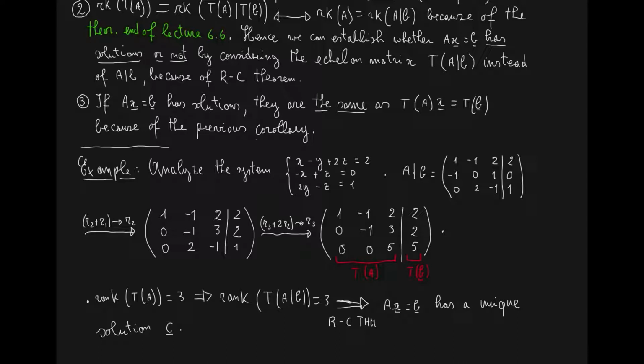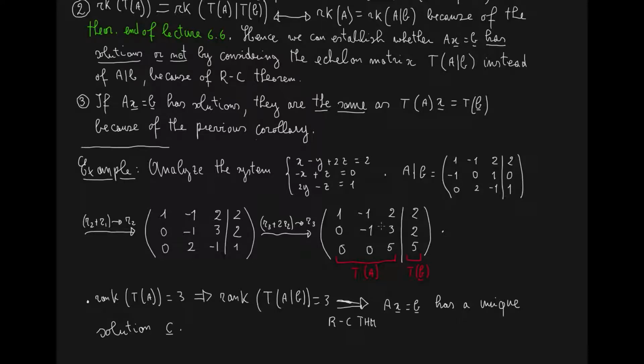Therefore, we have that the initial system of linear equations has a unique solution by the RC theorem. Why unique? Because the dimension of the solution space is given by the number of unknowns minus the rank of the matrix T of A. So in this case, the rank of the matrix T of A is 3, the number of unknowns is 3, so 3 minus 3 is 0, therefore the dimension of the solution space is 0, so the solution is unique.